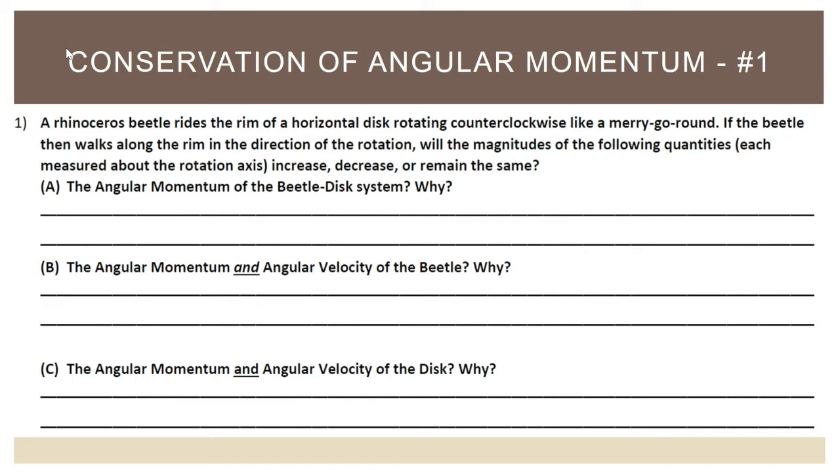What's going to happen to the individual angular momenta and angular velocities of the beetle and the disk? Obviously, the key here, this is the only hint I'll give, is to really try your hardest to visualize the situation. What is actually happening to the beetle? What is actually happening to the disk? How is that going to inform you about their angular momentum and angular velocity? Take a second to pause this video here and try this problem, come up with an answer, come up with an explanation, and when you hit play, we'll go over it.